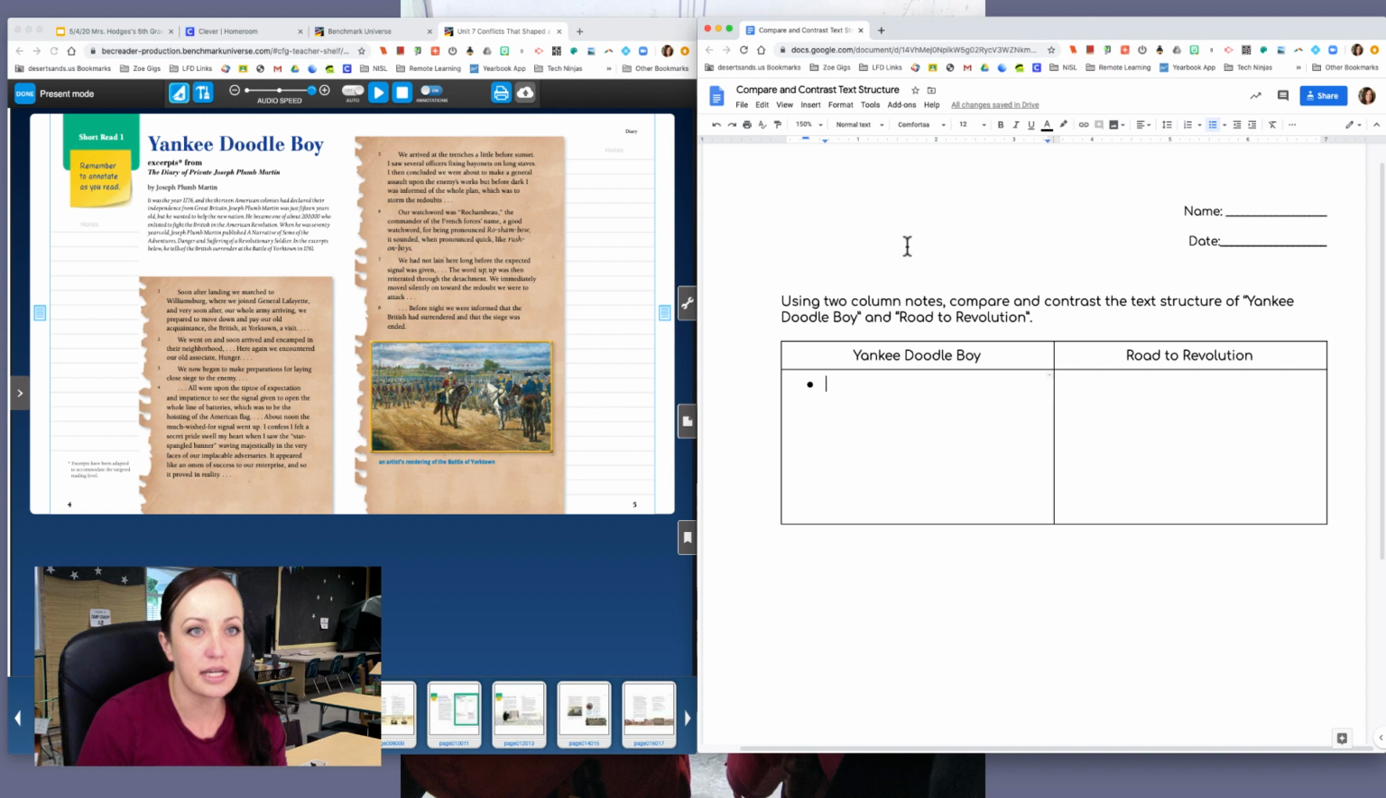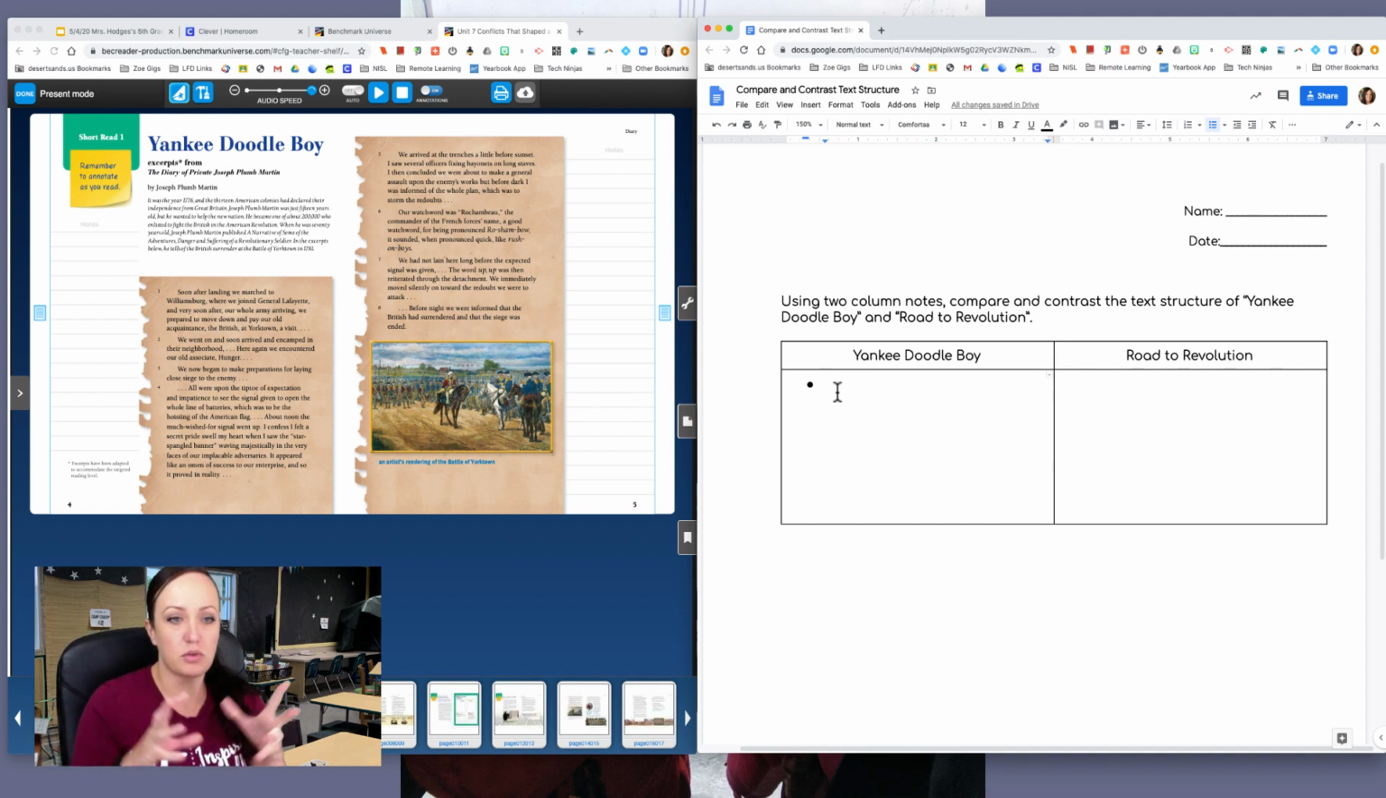Now I'm going to take a look at the text structure of Yankee Doodle Boy. First of all, I noticed right away that it's not just printed on regular paper. It's meant to look a little different. It looks like it's ripped out of something, possibly a journal, and that's in fact what it is. It is a journal entry.